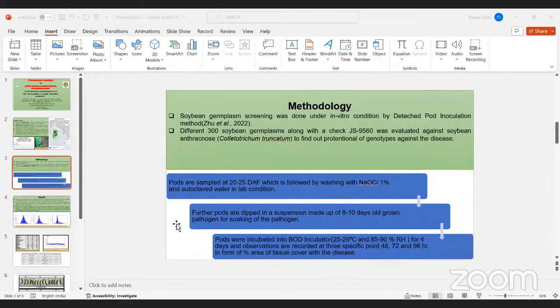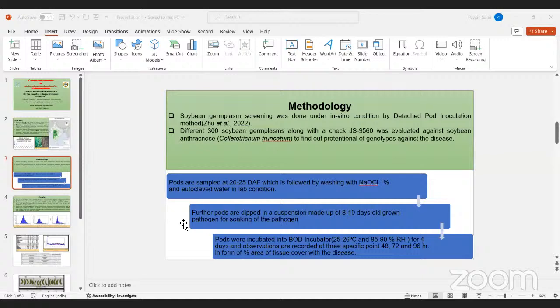Methodology. We isolated and cultured the pathogen in laboratory conditions. Later we sampled pods. We are looking for resistance at the pod part of the plant, because it is very sensitive to this anthracnose disease, more so than other parts like leaves, stem, and others.